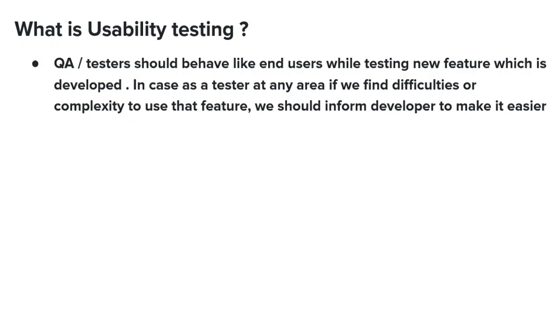Because when you are testing any new feature, if you see that it is complex to use, then obviously after going to production, the end user will also feel the same. End users will find it very difficult to use or confusing. And whenever the end user gets confused, there are high chances that they will drop off that application.